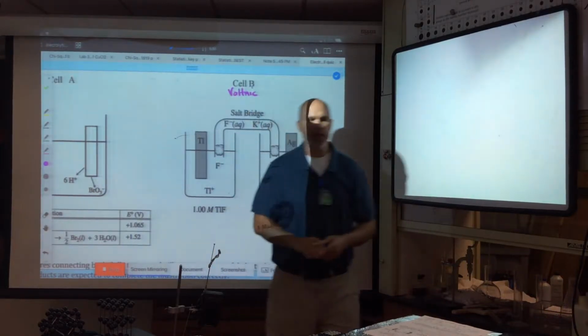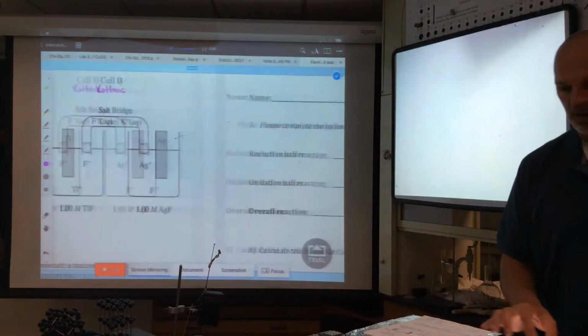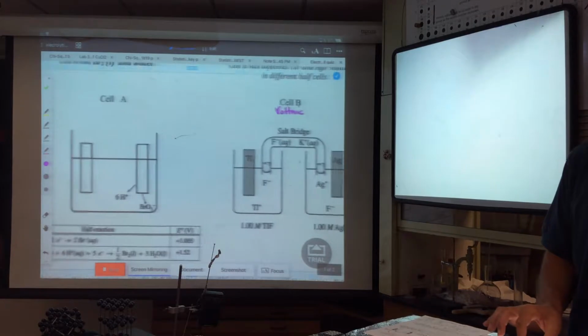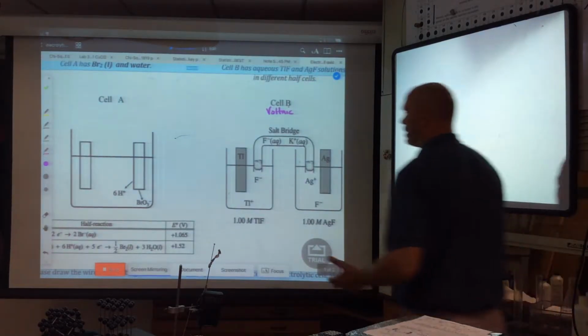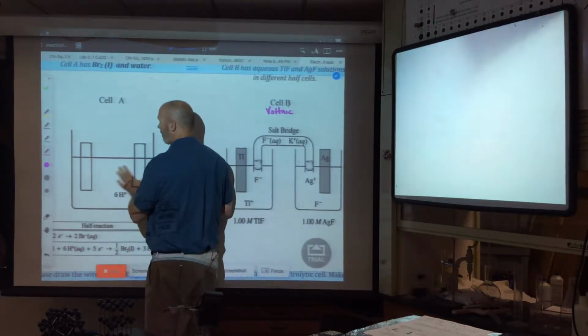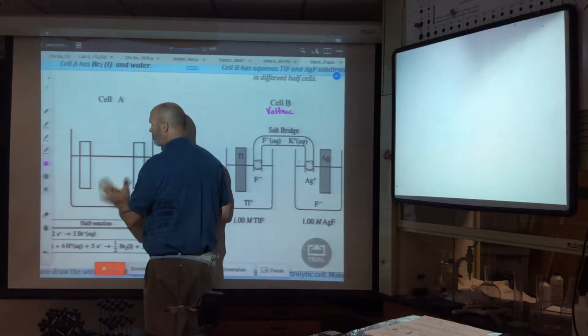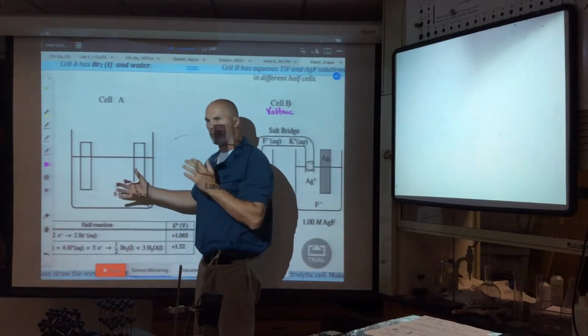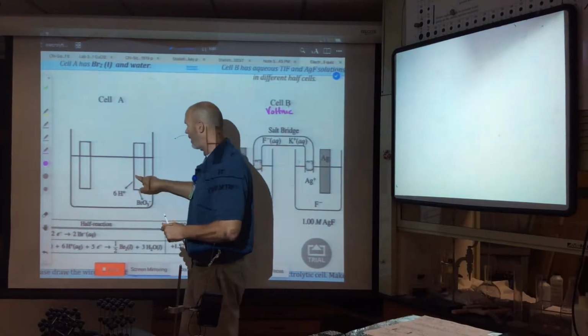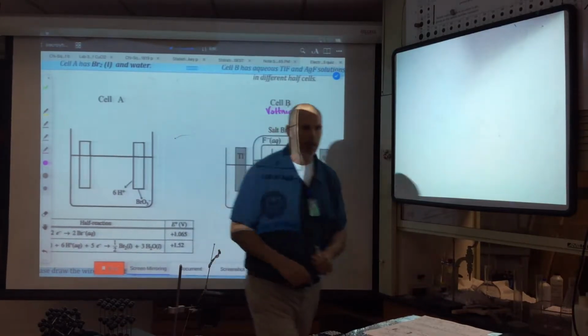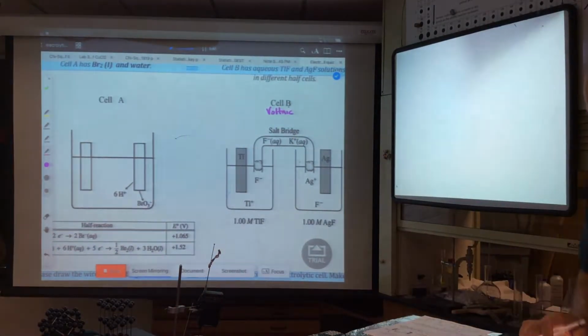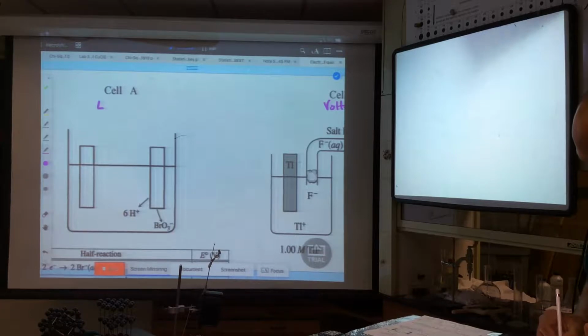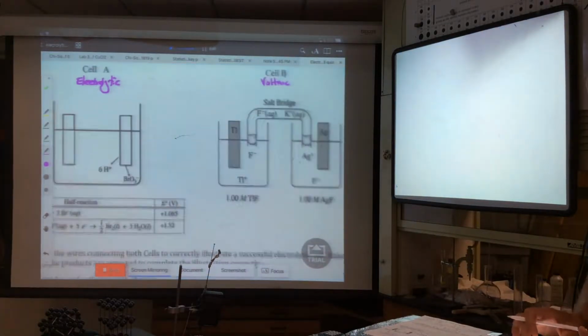Notice in my cell A here, I don't have that scenario. I don't have to separate. I don't need a salt bridge because it's not going to work by itself. We're going to force it to happen. We're going to force something to happen here and here. So this, of course, is my electrolytic cell. And I just write that there for my viewing pleasure.